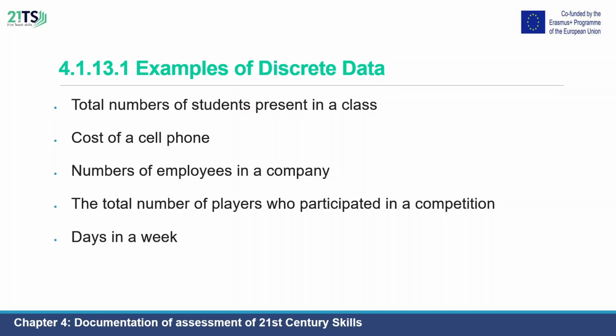Here are some further examples of discrete data. Total number of students present in a class, cost of a cell phone, numbers of employees in a company, total number of players who participated in a competition, days in a week, fall into the category of discrete data.